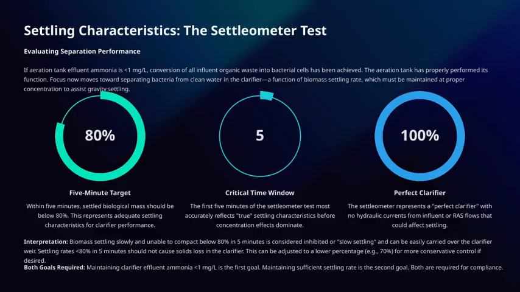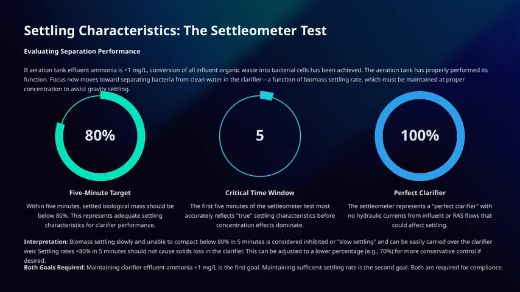A common target we aim for is that within 5 minutes, the settled biological mass should be below 80%. Achieving this indicates the clarifier is performing adequately and that the biomass is settling well enough for efficient operation. Why 5 minutes? Because the first 5 minutes of the settleometer test most accurately reflect the true settling characteristics. Beyond this window, concentration effects can start to skew the results, so this period is our most reliable measure.